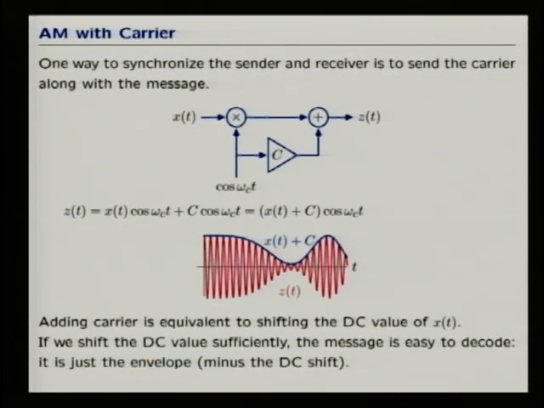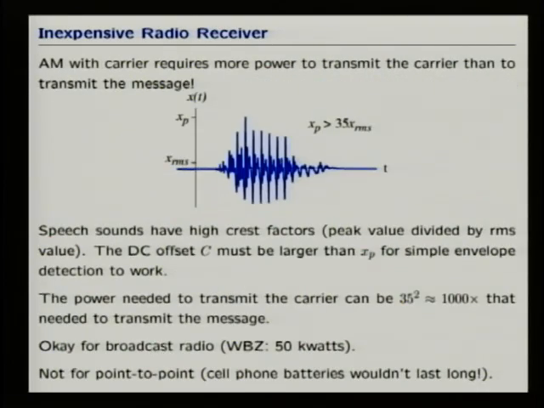by the ratio of 1,000 to 1, that's the amount of power that gets used to transmit the carrier compared to the message. Well, that's a terrible scheme if what we were trying to do is point to point. Imagine your cell phone. If you had to transmit enough power to, in the worst case, do the peaks, you would, on average, be transmitting power at 1,000 times the rate that you would necessarily have to. So that's OK for broadcast. So for example, WBZ, broadcast radio, WBZ uses a 50 kilowatt transmitter. 50 kilowatts is the amount of power that would otherwise be sufficient to generate 500 100 watt light bulbs.